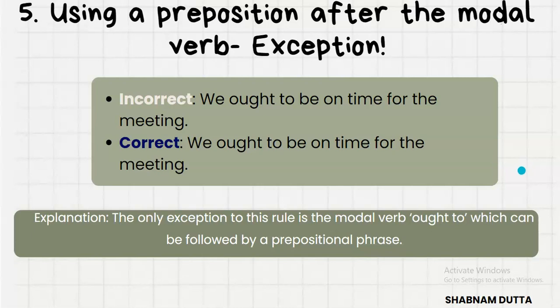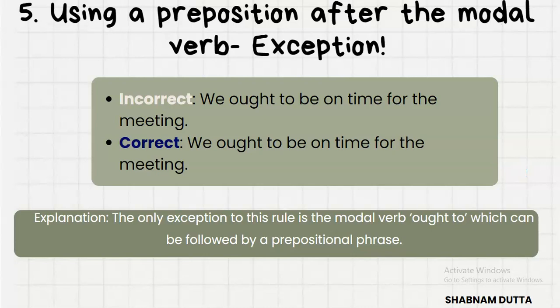However, there is one exception to this rule, and the only exception is the modal verb ought to. This can be followed by a prepositional phrase. For example, you could say, we ought to be on time for the meeting. But if you say we ought be on time for the meeting, it will be absolutely wrong.